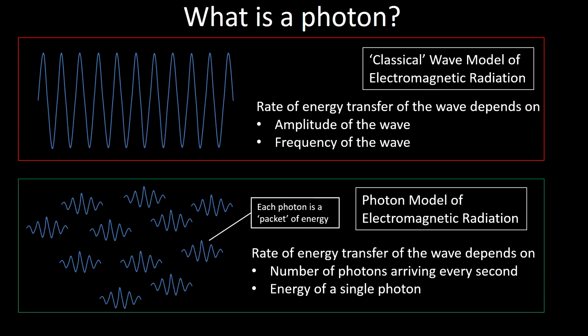So in some ways it's a lot easier to visualize than the wave model, because relating amplitude and frequency to energy is tricky. Whereas if you think, each photon carries a certain amount of energy, so the more of them there are every second, the more energy will be transferred, and if each one's carrying more energy, then there'll be more energy transferred in total as well. So the photon picture is quite useful for thinking about energy transfer and waves.